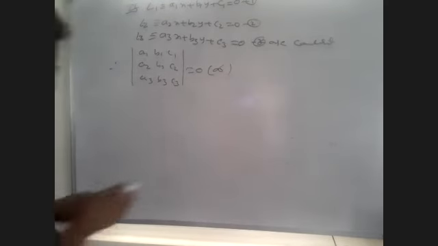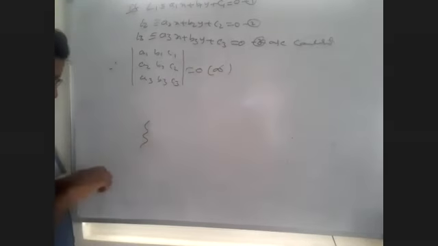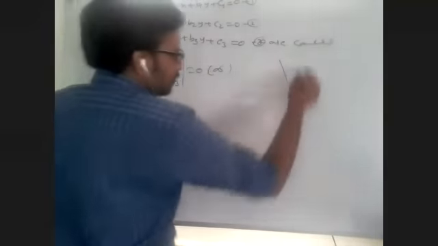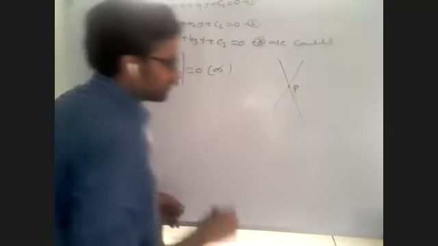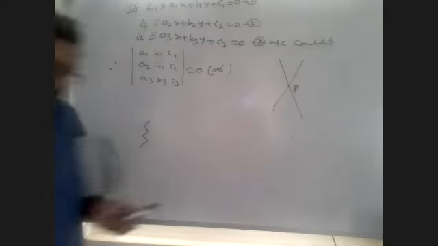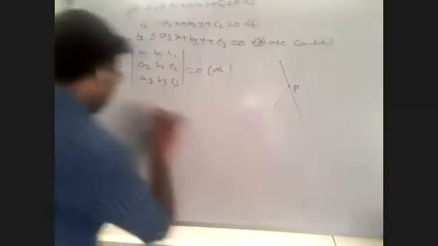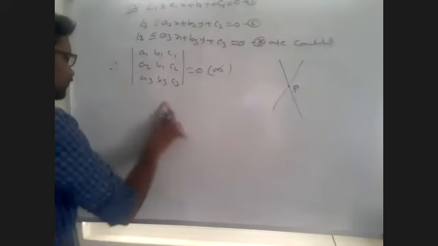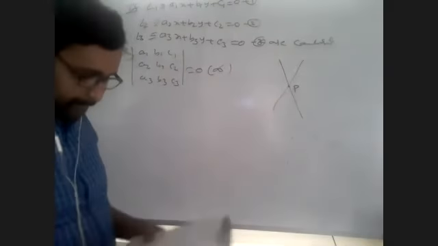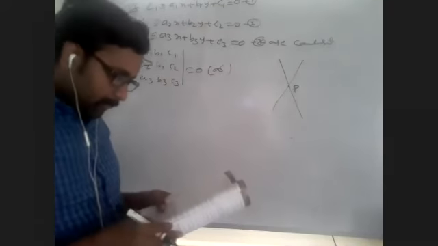First, we have to solve two equations. Then you will get a point of intersection. Substitute that point in the third equation. That should satisfy the third equation. Then they are called concurrent lines, and that point is called the point of concurrency. Okay.